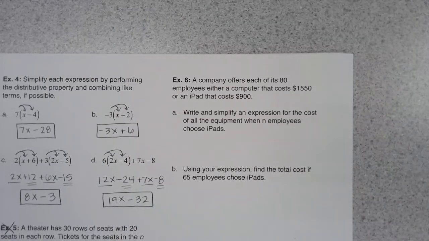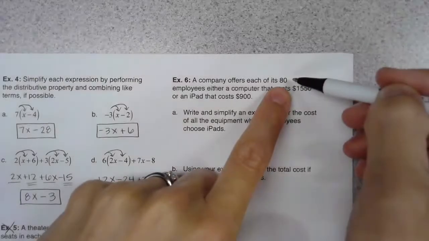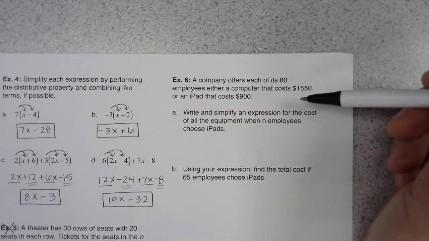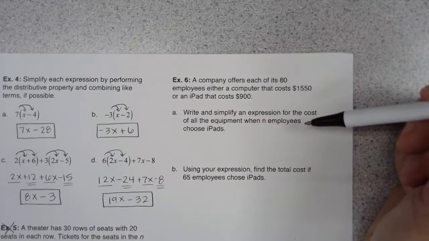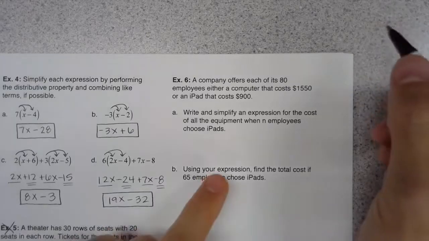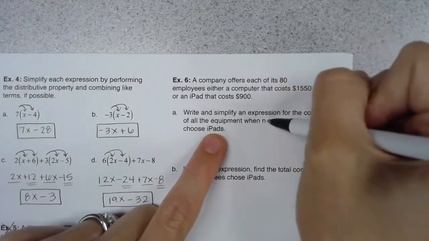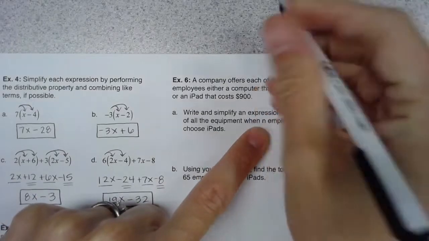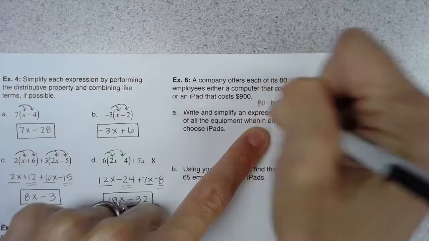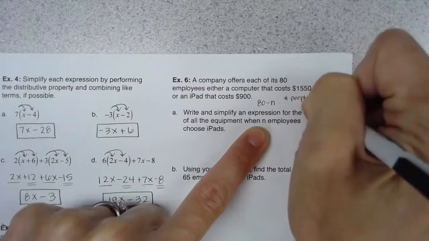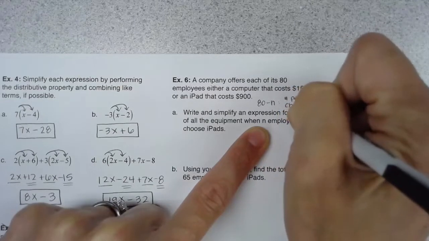So a company offers each of its 80 employees, so 80 is the total number of employees that there are, a computer that costs $15.50 or an iPad that costs $900. The first part says write and simplify an expression for the cost of all the equipment when n employees choose iPads. So if n is the number of people that choose iPads, I'm just going to make a note up here that n is an unknown. So if n of the people in the company choose iPads, that would mean that 80 minus n would stand for the number of people who choose computers.